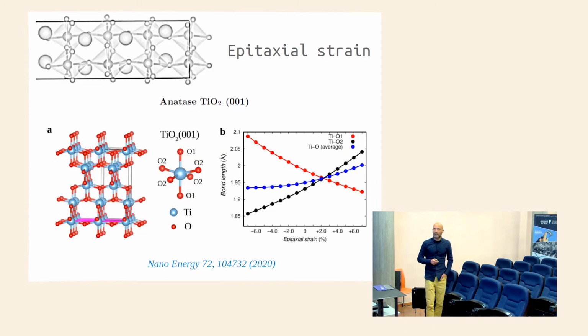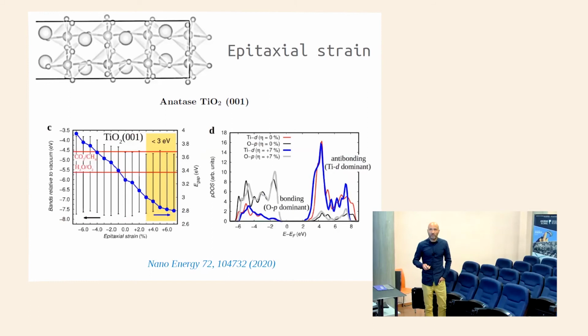We did the same for anatase titanium dioxide, which again is a very well-known material in the field of photocatalysis and catalysis. We did the equivalent study, so we look at the structural changes and also at the optoelectronic changes that it experiences under epitaxial strain, in this case in the 001 surface or plane. Here, the change of the energy band gap was quite linear through the whole interval of epitaxial strains that we investigated, which is quite large.